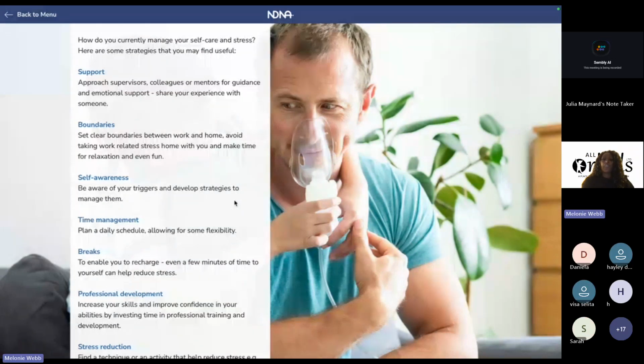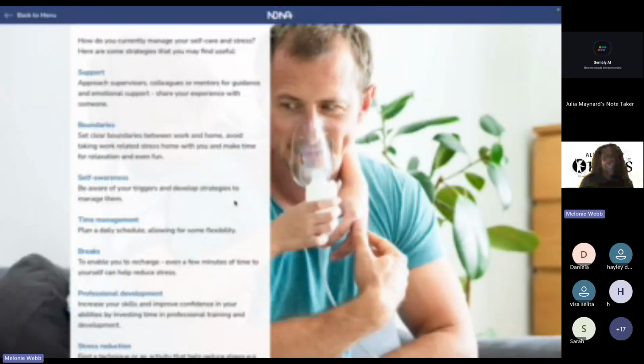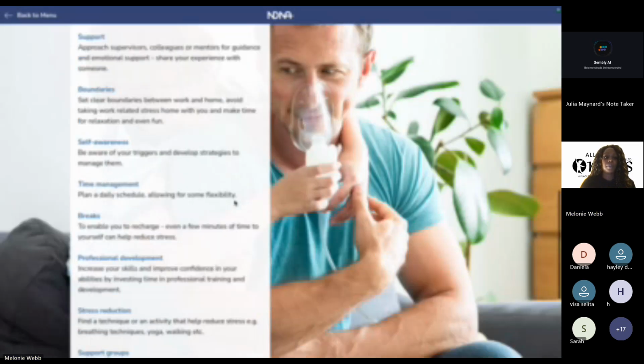Be aware of your triggers and develop strategies to manage them. I think this is a really big one. Being able to reflect on yourself as an individual and say, listen, I know that this triggers me. I know that I find this frustrating. Pre-plan some strategies that you can put in place, whether that's, okay, before this thing happens, I'm going to make a cup of tea, I'm going to take 5 deep breaths, I'm going to count on my fingers. Develop your own strategies to manage that behaviour.